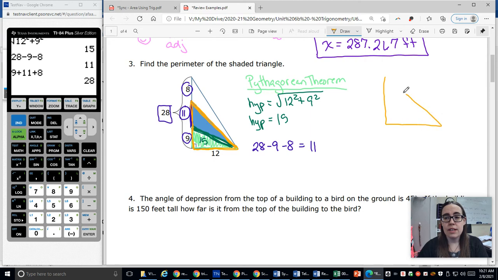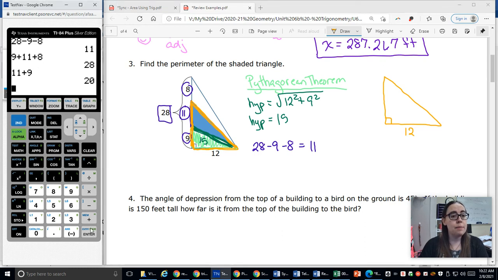I'm just going to re-sketch it over here. Where my bottom here is still 12. My side here is 11 on top and 9 on the bottom. So that whole side is 11 plus 9, my segment addition postulate. That whole side is 20.